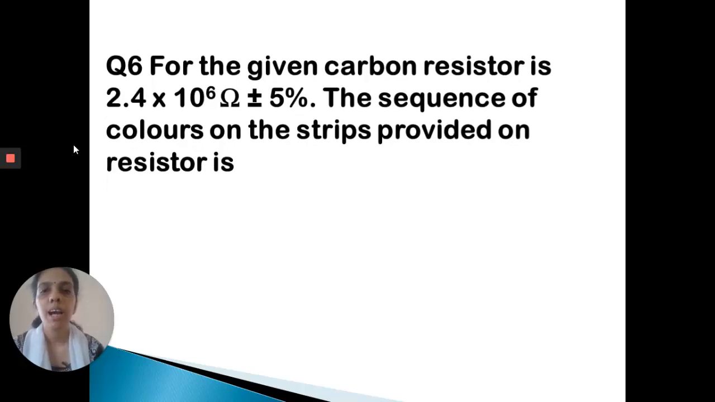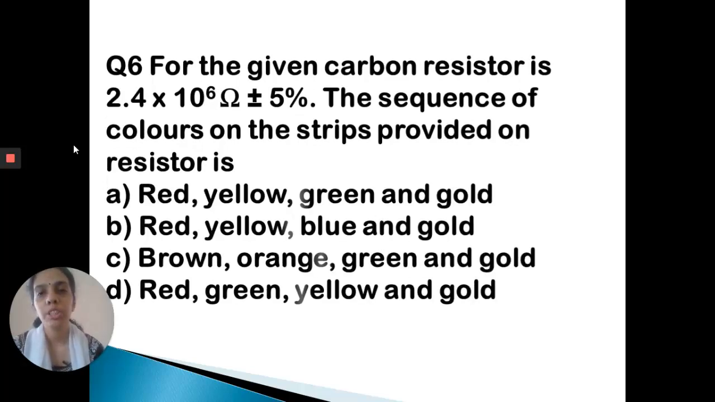For the given carbon resistor, 2.4 into 10 to the power 6 ohm plus or minus 5%, the sequence of colors is asked. 2.4 into 10 to the power 6 we can write as 24 into 10 to the power 5 ohm. While writing 24 into 10 to the power 5: 2 is red, 4 is yellow, and 10 to the power 5 means green. So red, yellow, green and gold.